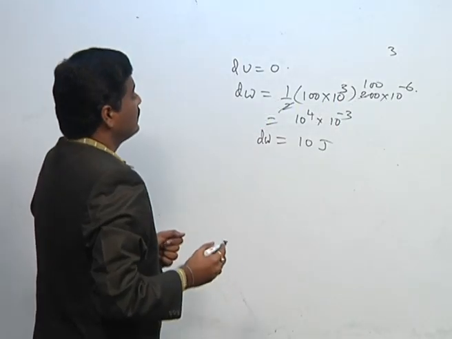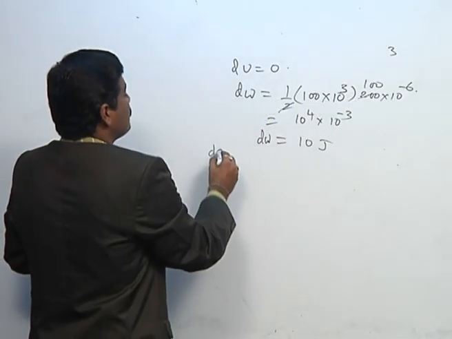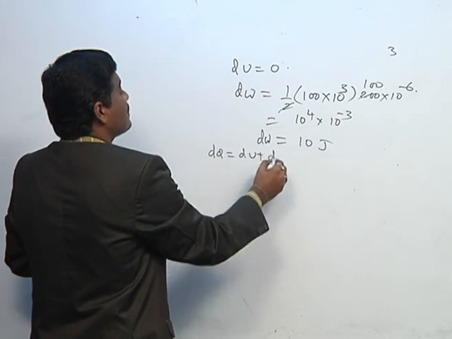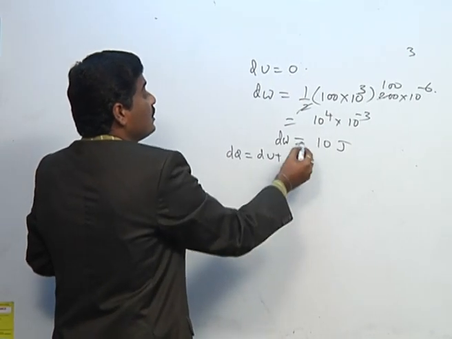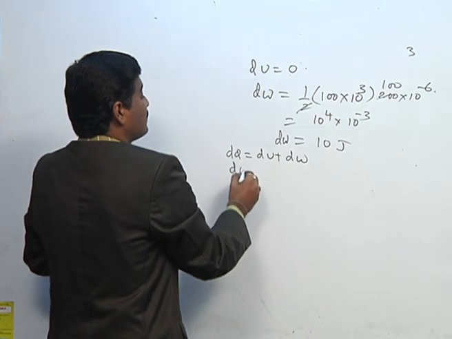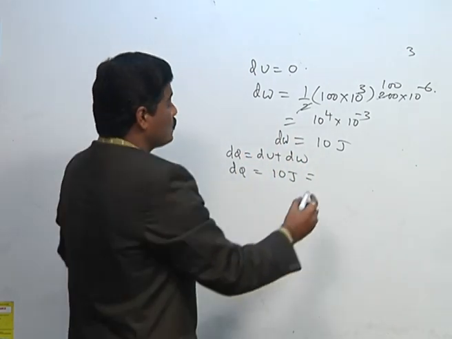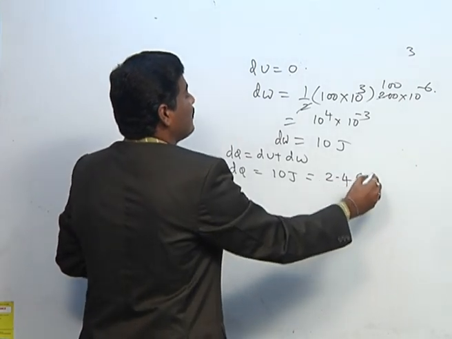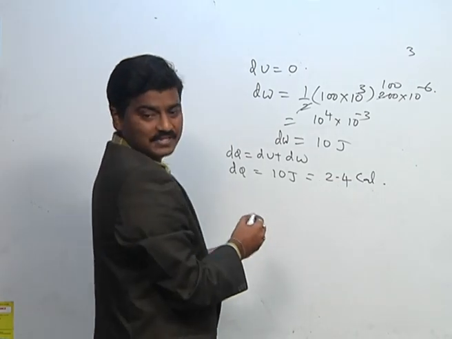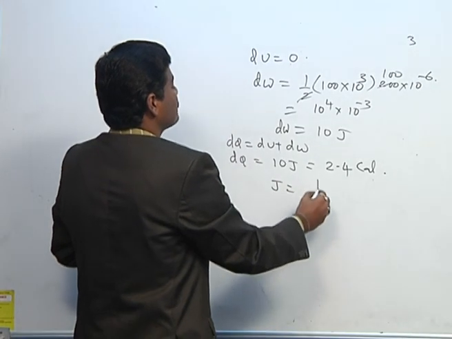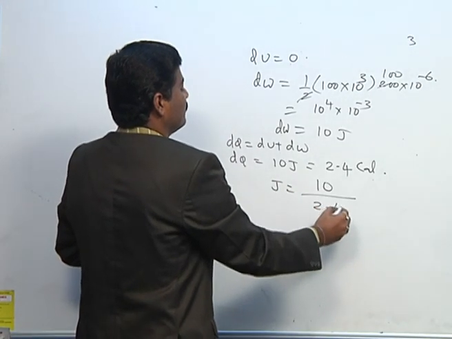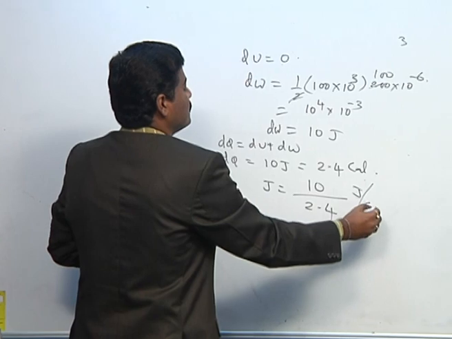In this process, dQ is equal to dU plus dW, whereas dU is equal to 0. dW we have taken as 10 joules, but he has given it in terms of calories, 2.4 calories. He is asking for the value of J, which is equal to 10 by 2.4. This is your value in terms of joule per calorie.